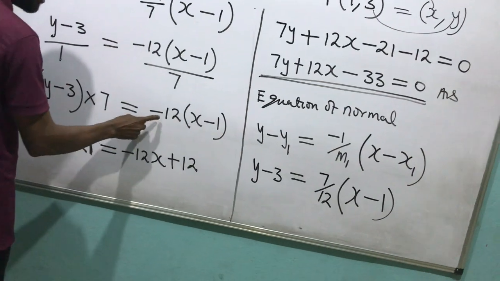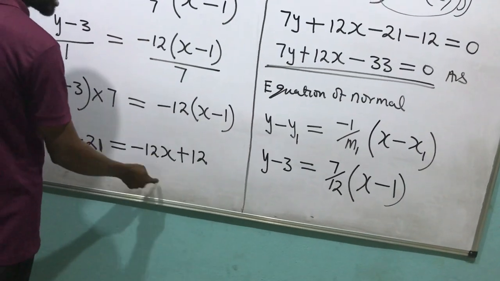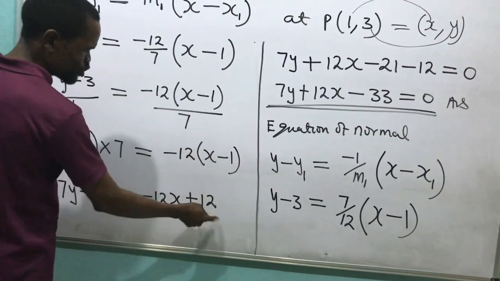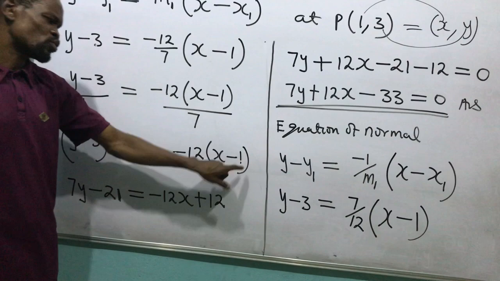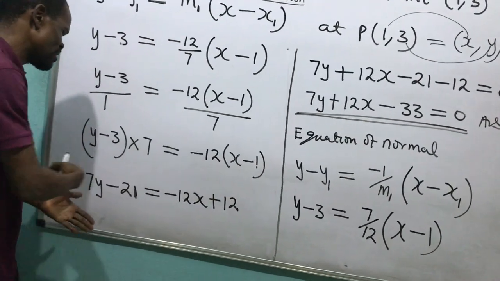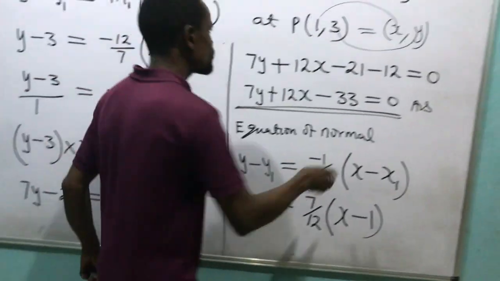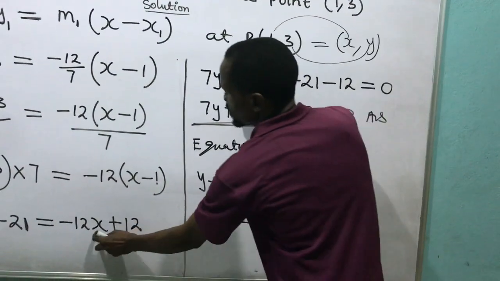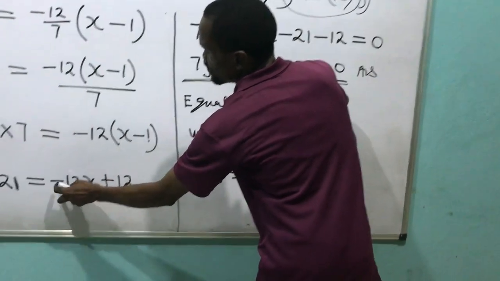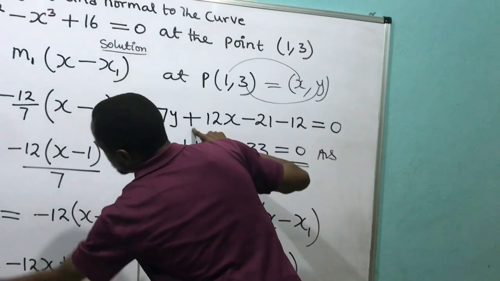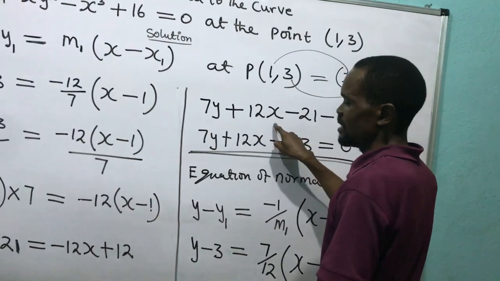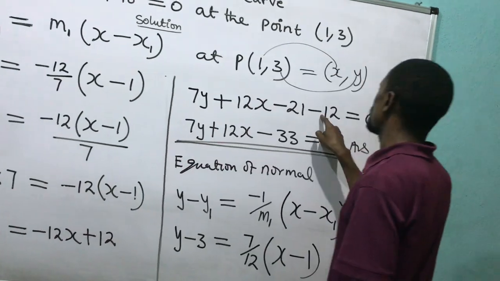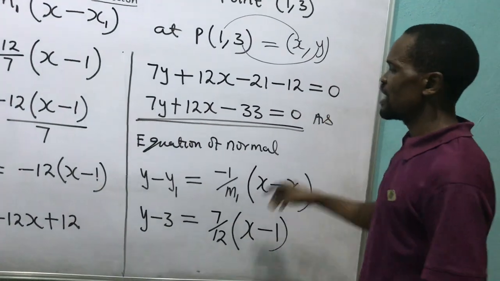This one, opening the bracket: minus 12 times x will give me minus 12x, plus minus 12 times minus 1 will give me plus 12. I'm going to arrange them in an equation. Then I have 7y plus, taking this minus 12x to this place, I have plus 12x. Then taking this 12 to this place becomes minus 12. And everything over here is 0.